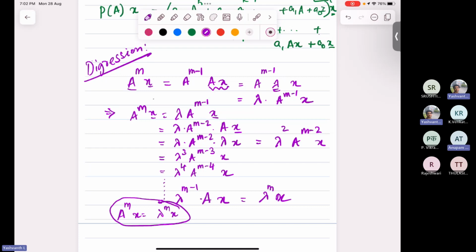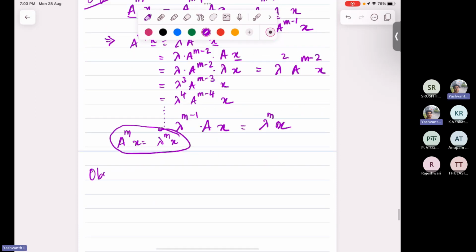What does it mean? This means that if lambda is the eigenvalue of A, then lambda power m is the eigenvalue of A power m, and the eigenvector does not change. x is the eigenvector of A, and so is the eigenvector of A power m.